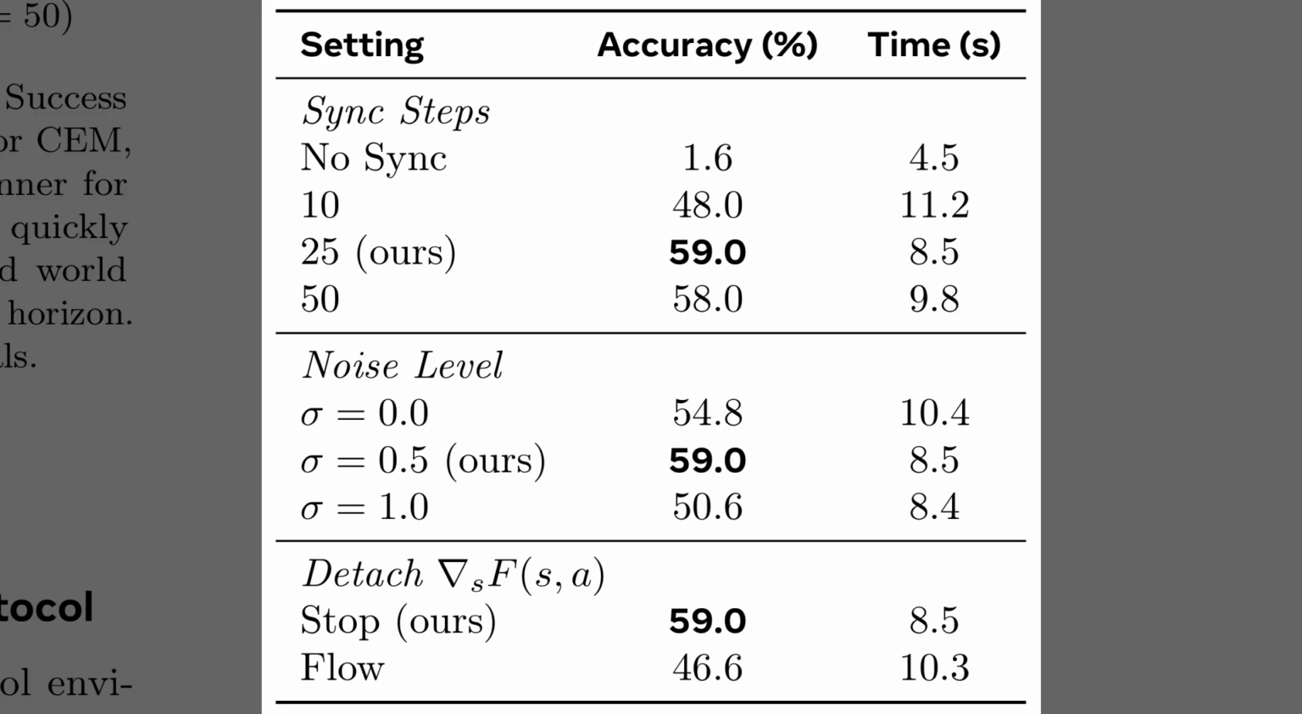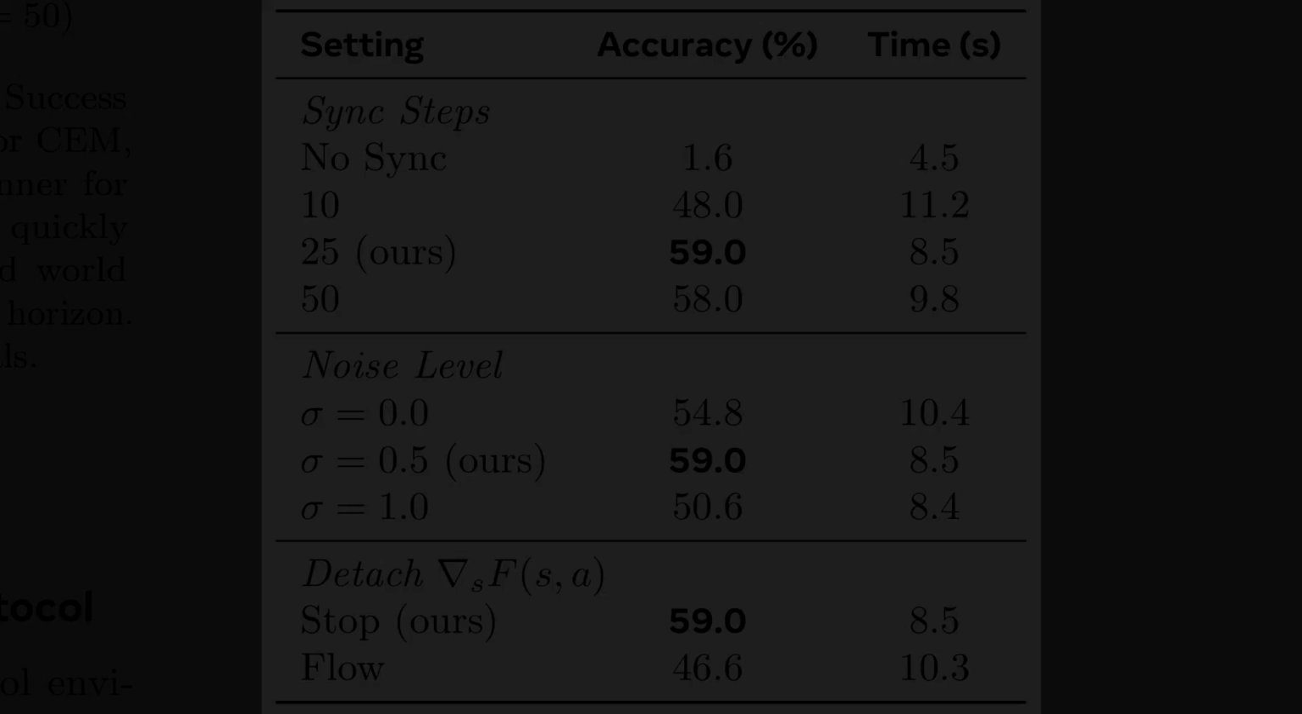Okay, having established the speed advantage, Table 2 now performs an ablation study to pinpoint what actually drives this success. The top section looks at sync steps, which are those periodic full rollout updates. Crucially, without them, the no-sync row, the success rate collapses to just 1.6%, proving that mixing in standard gradient steps is essential for valid trajectories. Finally, the bottom section confirms the gradient stopping strategy. By blocking the gradient flow through the state, accuracy jumps from 46% up to 59%, verifying that direct state gradients in vision models are indeed harmful.